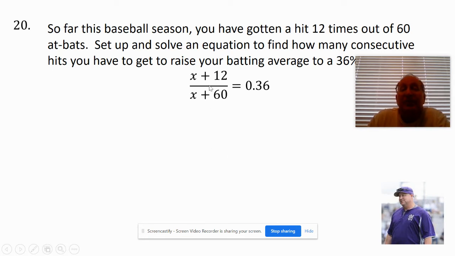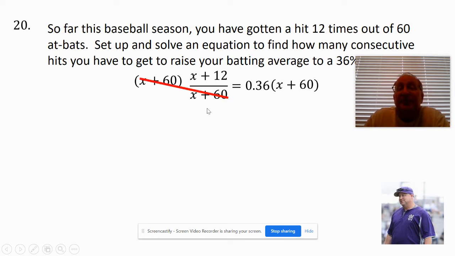I had X over 60. This is the number of hits I have. Now, I hit 12 times. So I'm going to add a number to this, and that same number I'm adding to the 60, until I get to the percentage of 0.36. 36% is 0.36. So the way I'm going to solve this is multiply each side by X plus 60.